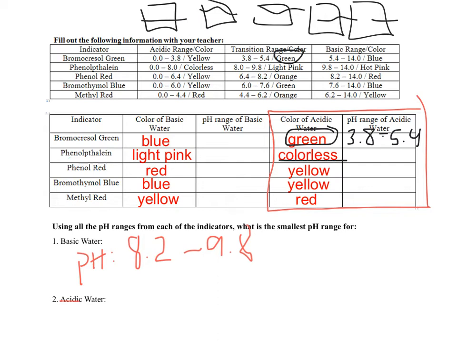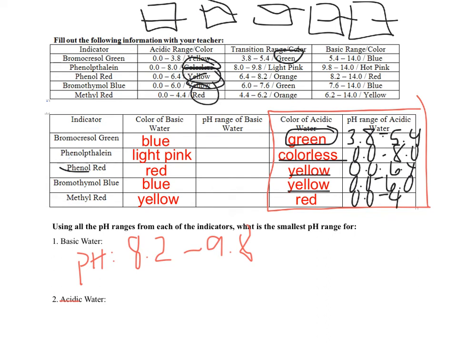Phenolphthalein was colorless, so phenolphthalein is colorless when it's between 0 and 8. It's a pretty broad range. Phenol red turned yellow in our unknown acidic water. So phenol red will only turn yellow when it's between 0 and 6.4. Bromothymol blue turned yellow. That's between 0 and 6. And methyl red turned red, which can only turn red between 0 and 4.4.